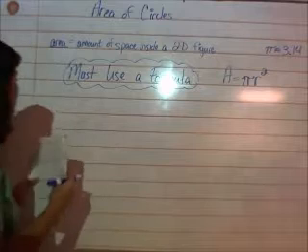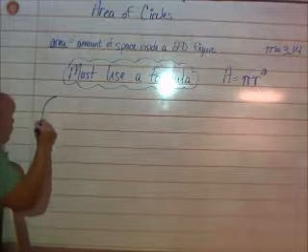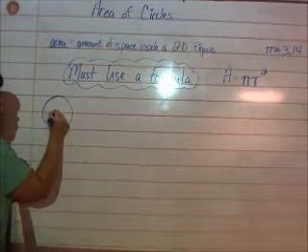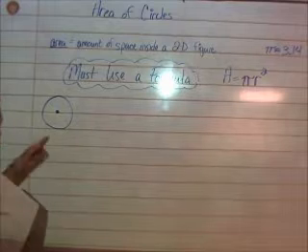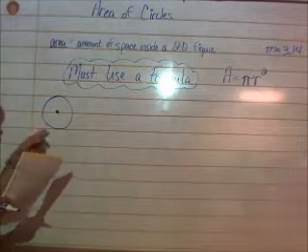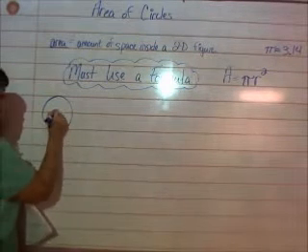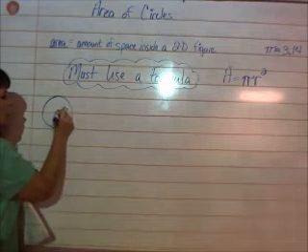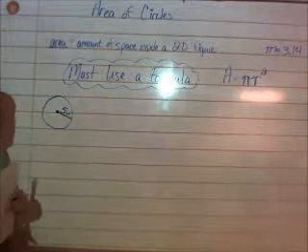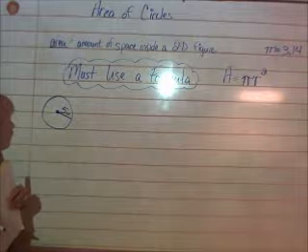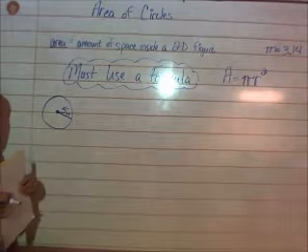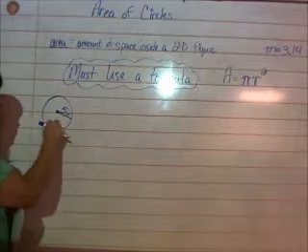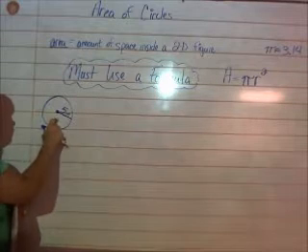Let's go. First of all, draw yourself a circle. Find the center. So we have our circle, we have our center, and we're going to say it has a radius of 5 inches. Now we're going to find the area of that circle. In other words, we want to know how much space would fill in this circle.